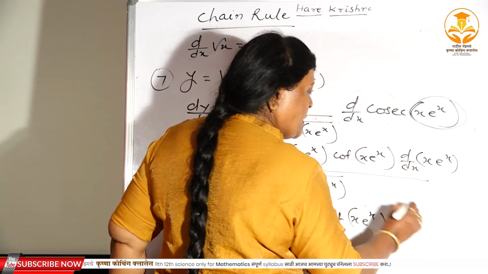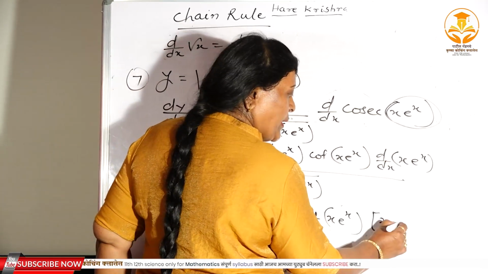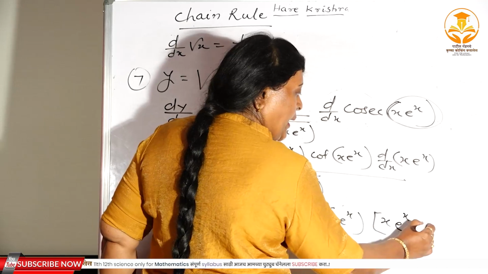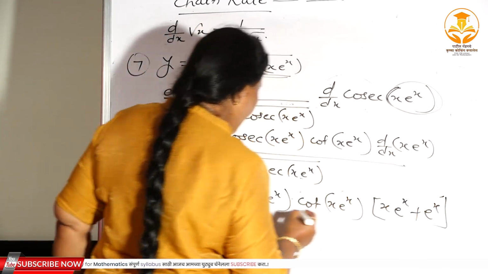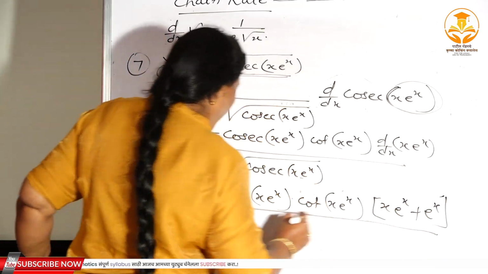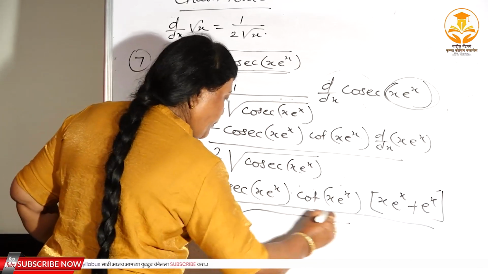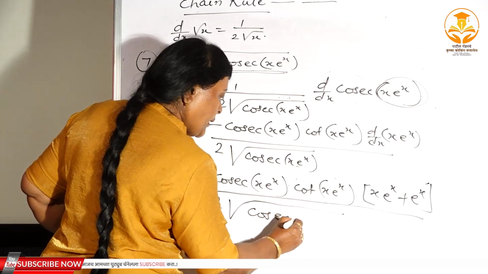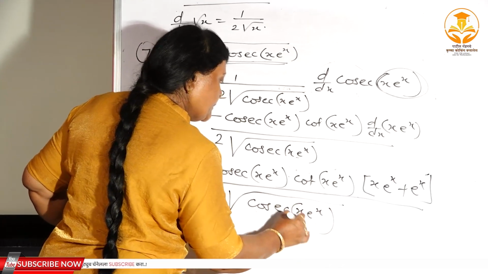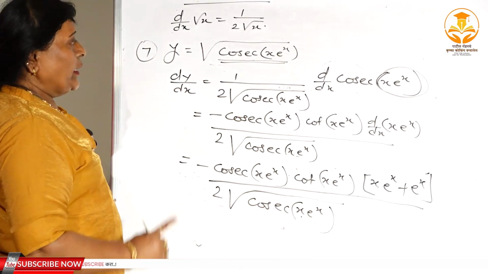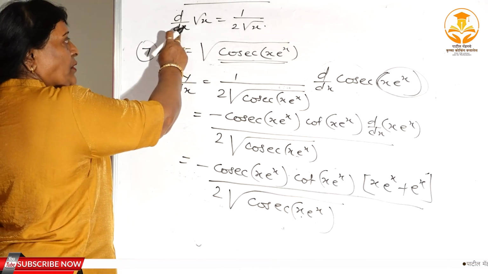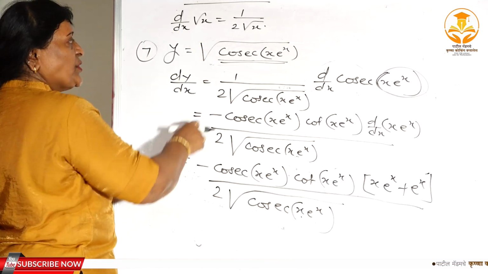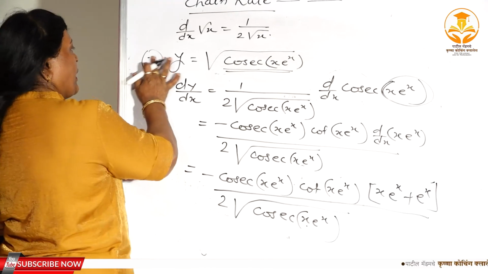Here again you have to apply the multiplication rule. x remains as it is. The derivative of e to the power x is e to the power x, plus e to the power x remains as it is. The derivative of x is equal to 1, divided by root of cosec again x e to the power x. Right? In this way you can find out the derivative of a function, that is root x, that is the composite function, right? Again I will take one more problem.